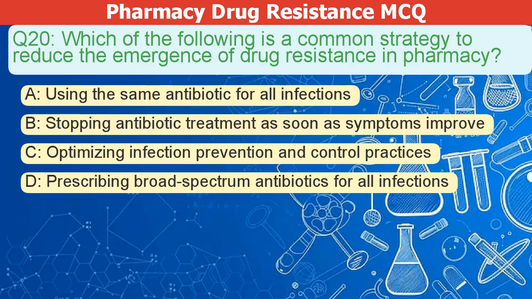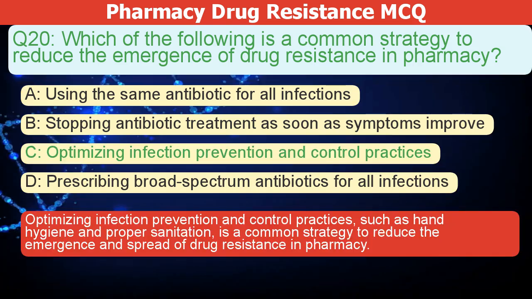Which of the following is a common strategy to reduce drug resistance in pharmacy? A. Using the same antibiotic for all infections. B. Stopping antibiotic treatment as soon as symptoms improve. C. Optimizing infection prevention and control practices. D. Prescribing broad-spectrum antibiotics for all infections.